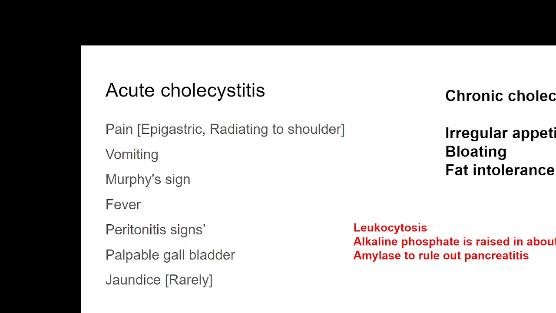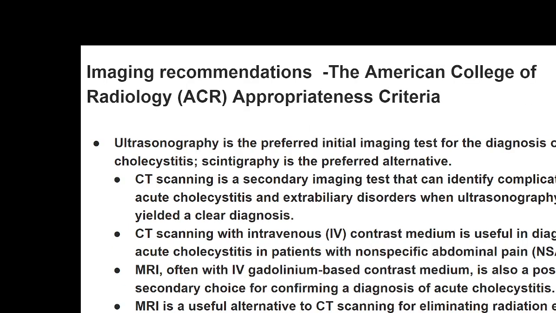In the acute conditions, leukocytosis is often seen, where the total leukocyte count would be higher. Alkaline phosphatase is also raised in about 25%. Serum amylase has to be tested in all these patients to rule out pancreatitis, because there is always a close relationship between acute cholecystitis and pancreatitis. Cholecystitis may result in pancreatitis, and vice versa, pancreatitis can also result in cholecystitis, and hence it is one of the usual investigations done to rule out involvement of the pancreas.